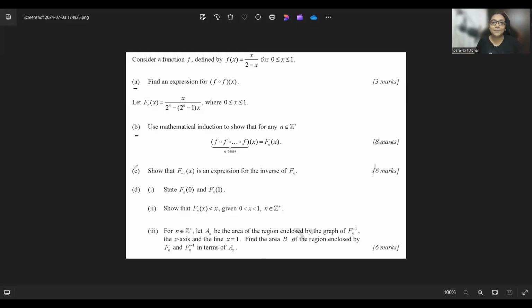Okay, so let's begin. As you know, the topic is functions. The first question is a 3-marker, and the function is given already. f(x) is x by 2 minus x, for 0 less than or equal to x less than or equal to 1. We have to find the expression for f(f(x)), which is a composite function.